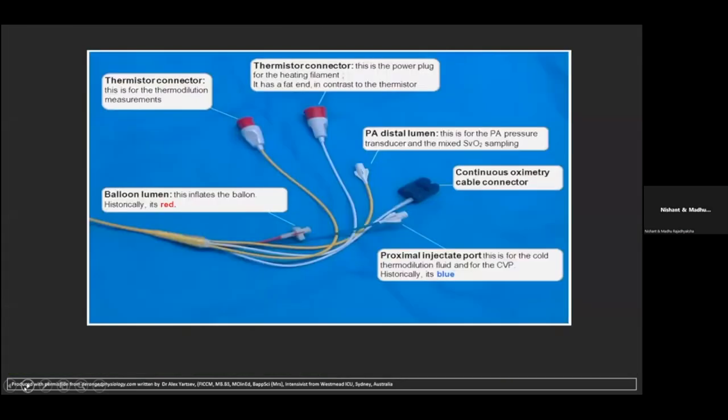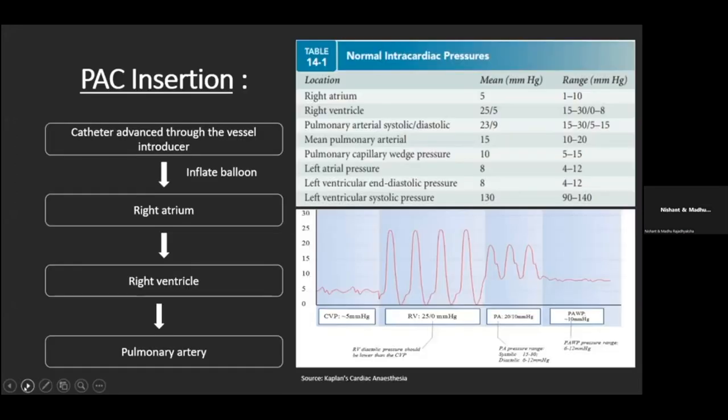The hub of the PA catheter separates the lumen and other connectors in a sort of cauda equina like fashion. It is made up of multicolored tubes, which is a safety feature. The important features here include the color coding of the lumen and a special locking mechanism, which permits the tip of the balloon to stay inflated. The balloon lumen is red, the injectate lumen is blue, and the distal pulmonary artery lumen is yellow.